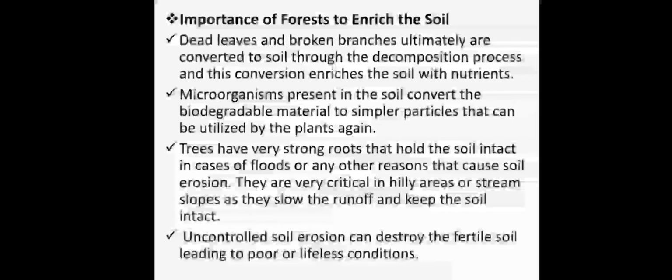Trees have very strong roots that hold the soil intact in cases of floods and any other reason that causes soil erosion. Trees are the main reason to prevent soil erosion. They are very critical in hilly areas or on stream slopes, as they slow the runoff and keep soil intact.